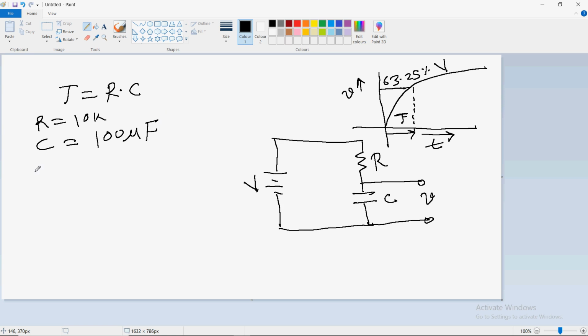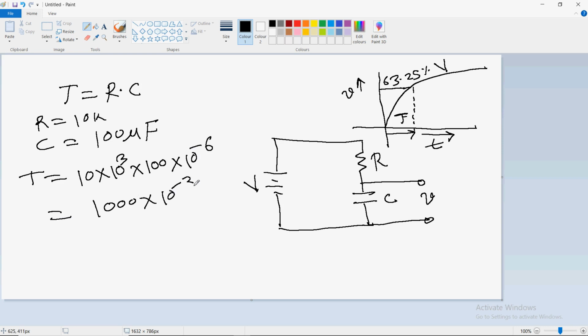Okay. So what is the time constant T now? T equal to 10 multiplied by 10 to the power 3 multiplied by 100 into 10 to the power minus 6, equal to 1000 into 10 to the power minus 3, equal to 1 second. So we will make this circuit in MATLAB Simulink, and we will run the simulation for nearly 5 seconds so that we will have a good graph. Okay. So now we will turn to MATLAB.